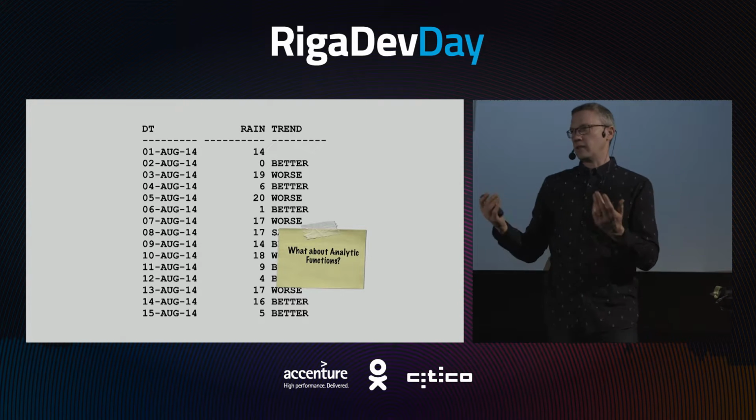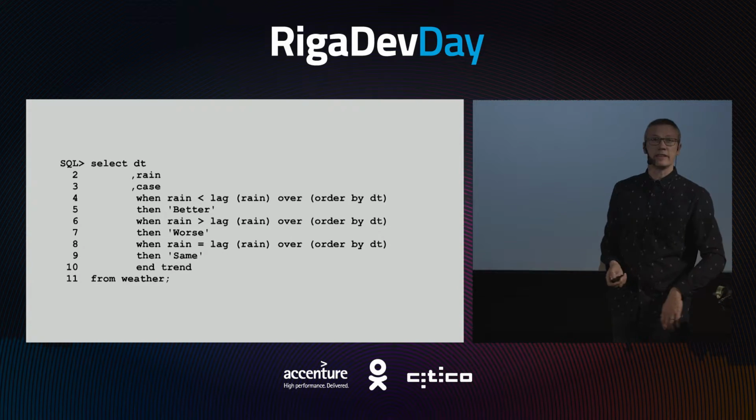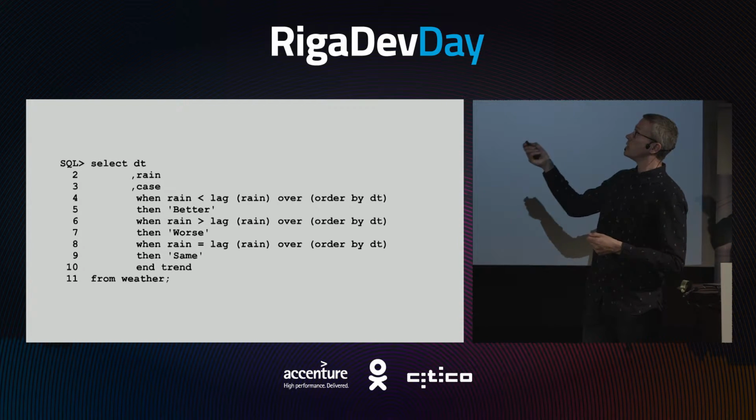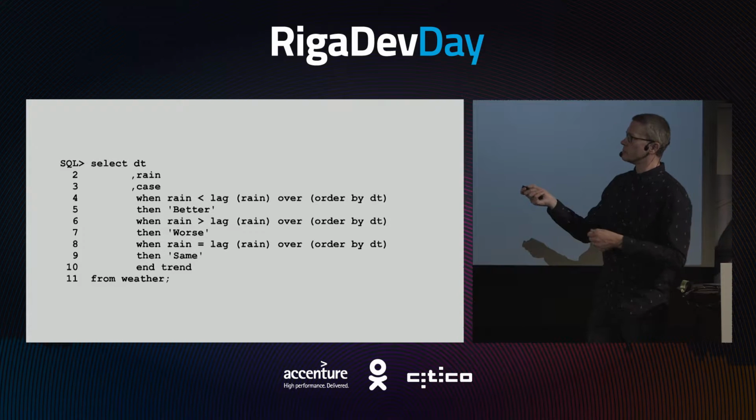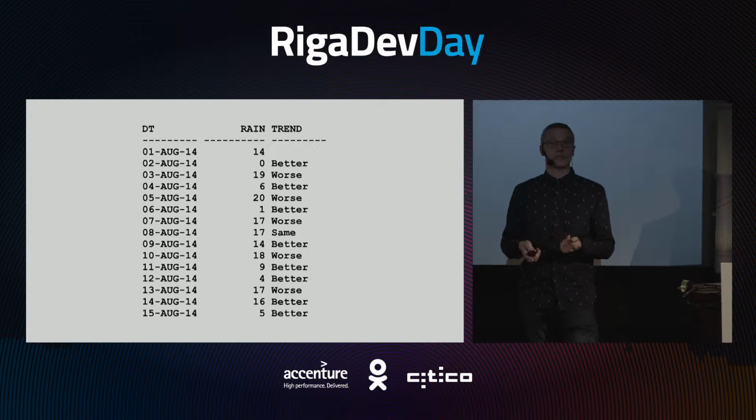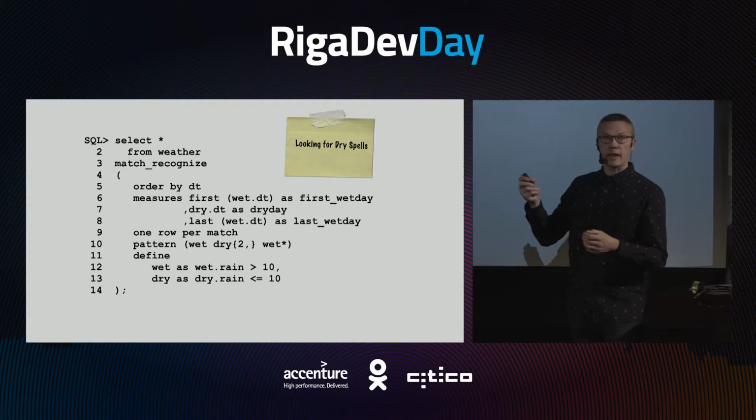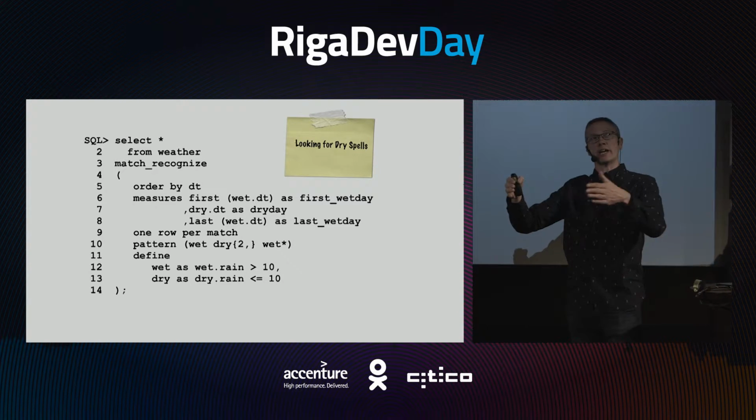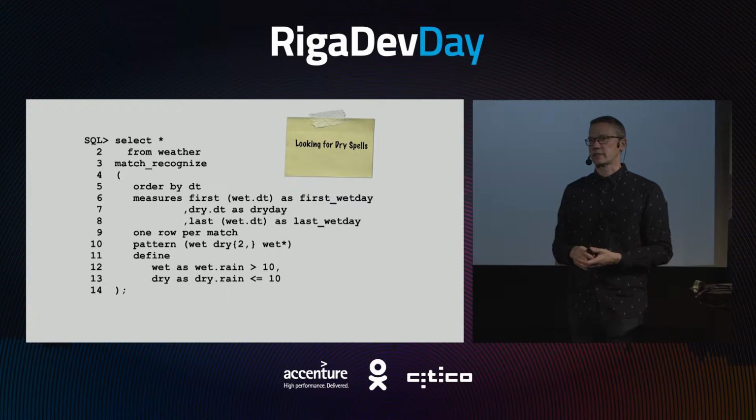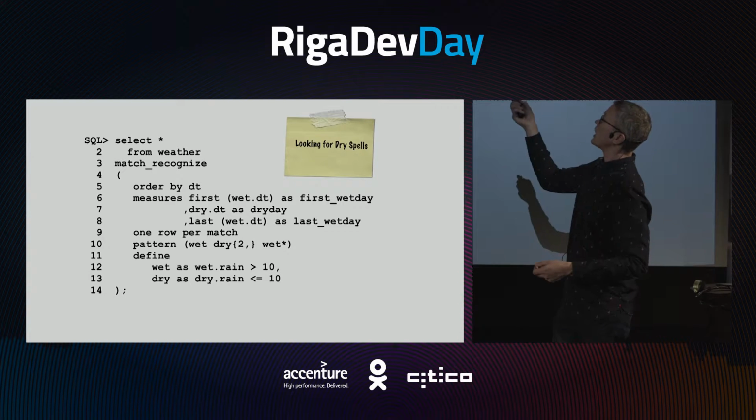So you're probably thinking, well, is that all, basically? Because you can do the same thing with analytic functions as well, right? Of course you can. You just compare the rain to the previous day and label it better, worse or the same, and you get the same result set. But what if you wanted to look for dry spells, like periods where it started raining, then you have a couple of dry days and then another wet day? That's a lot harder to write using analytic functions because you don't know how many dry days are in between. So that's a dry spell.